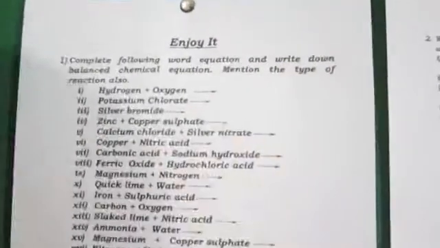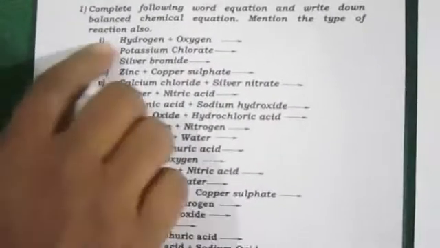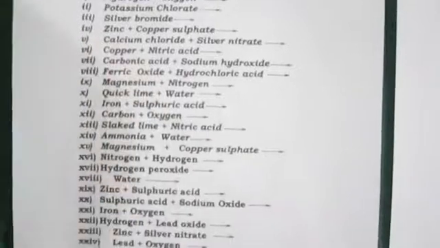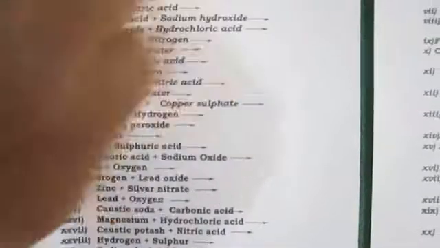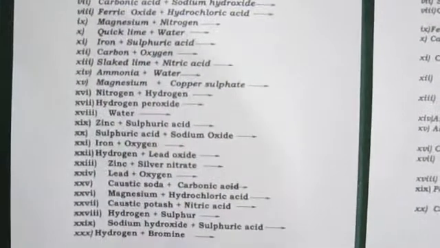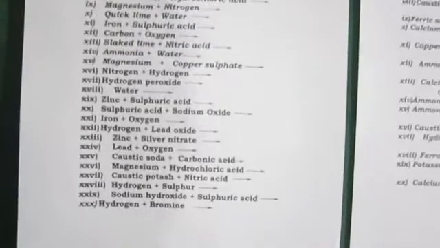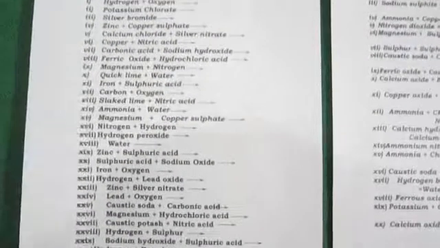Look at this. Complete the following word equation. Write down the balanced chemical equation. Mention the type of reaction also. Here 30 equations are given. Reactants only are given. You have to write the name of the product, and you have to write the balanced chemical equation of each of them. And after writing the balanced chemical equation, you have to find out which type of chemical reaction it is.